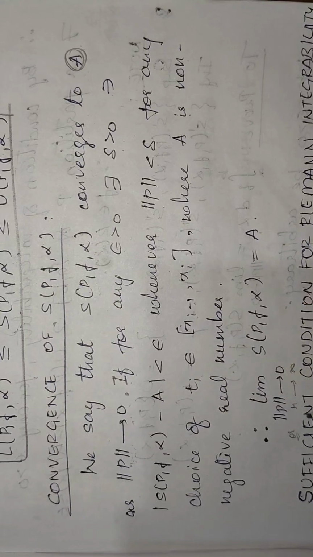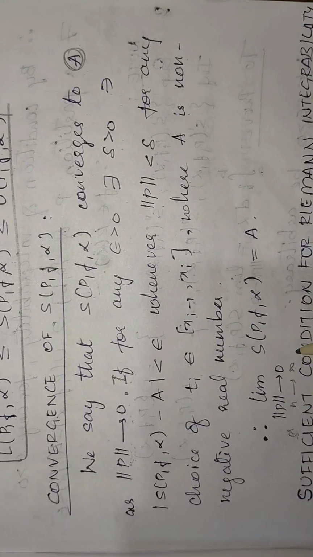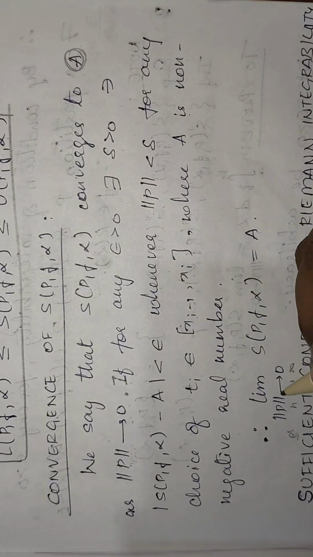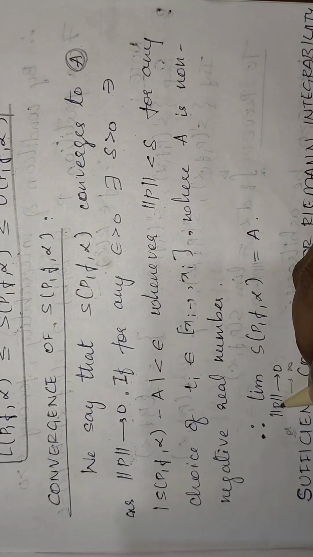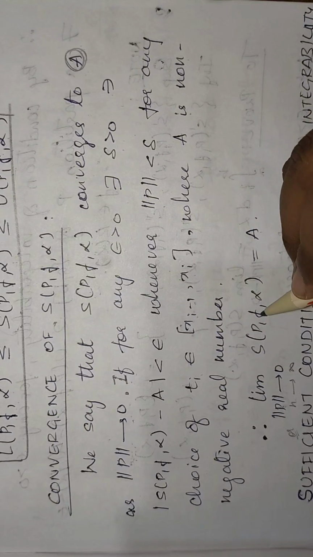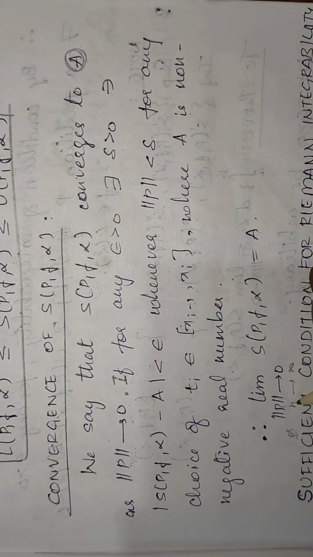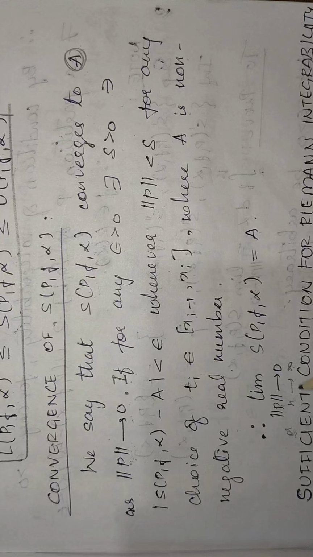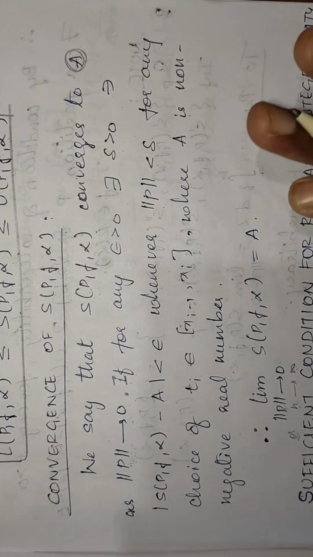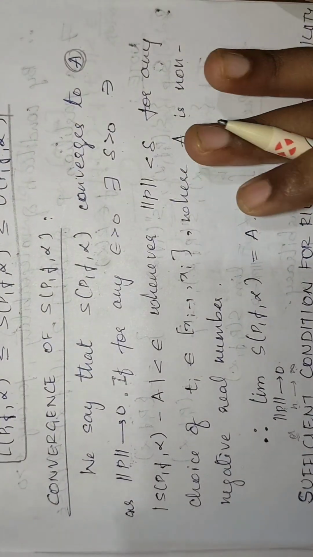See, also I have written norm P tending to 0 or n tends to infinity. When this norm P tends to 0, the number of elements in the partition P increases, that is, as n tends to infinity. So whenever we talk about convergence, it means n tending to infinity, or norm P tending to 0 here in this case. Okay, so this is all about the convergence of S(P, f, alpha).